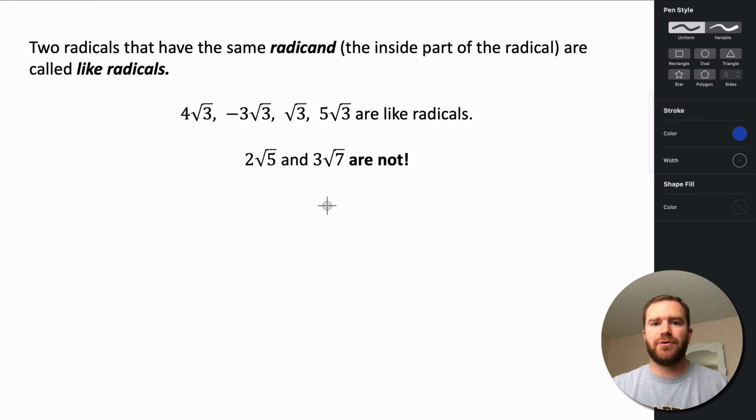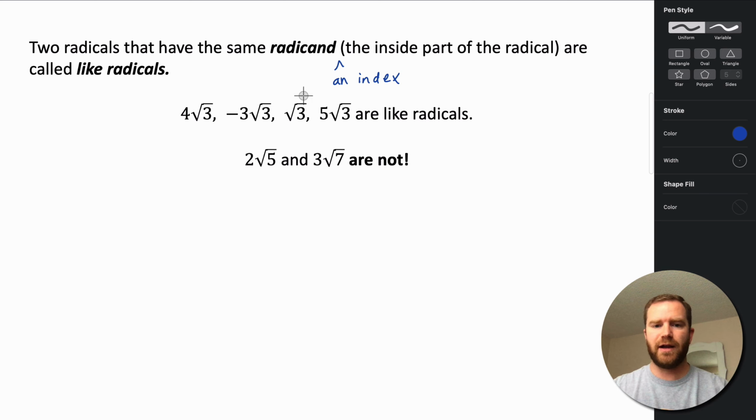In order for us to be able to add or subtract radicals, we need them to be what are called like radicals. Like radicals are two radicals that have the same radicand and index also. So, have the same radicand and index. Remember, the radicand is the inside part of the radical. We call two radicals that have that like radicals.